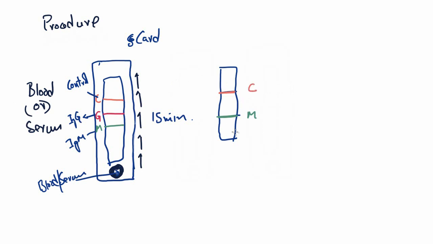Say if a person is having only two lines, which is a control line and the M line, it indicates the person is having a very recent infection. Recent infection is positive for IgM. IgM indicates acute infection.